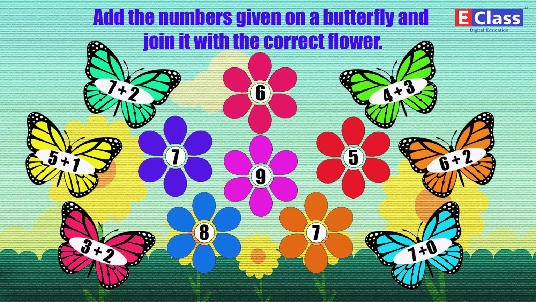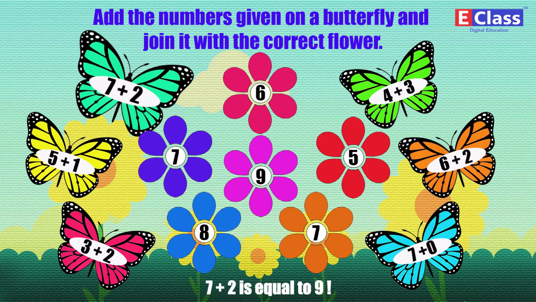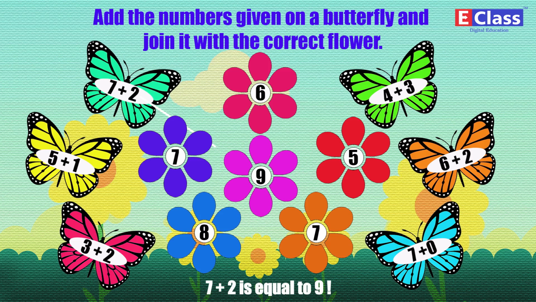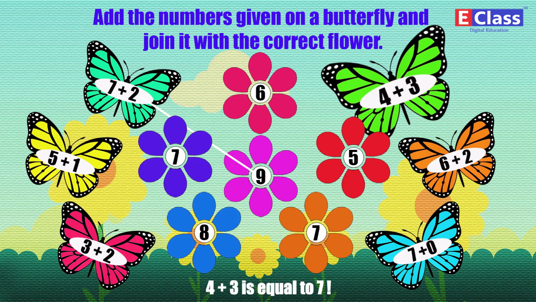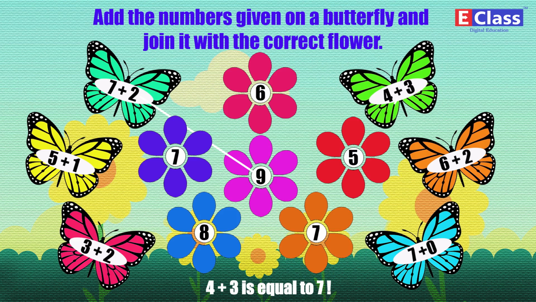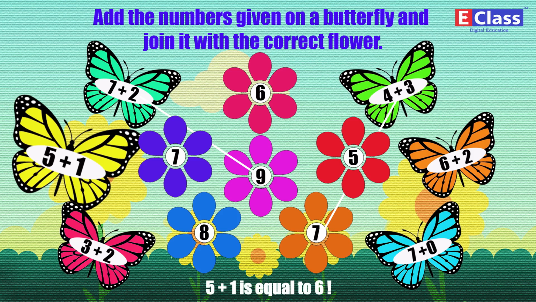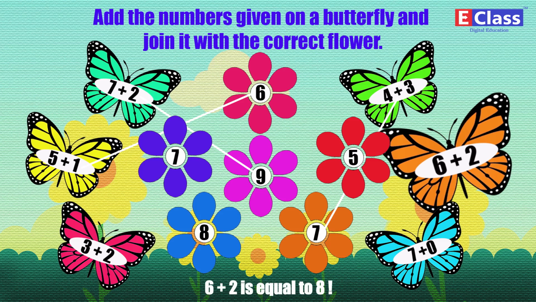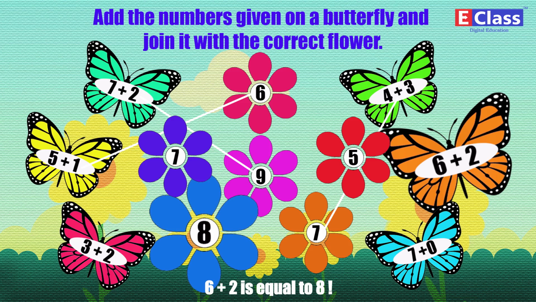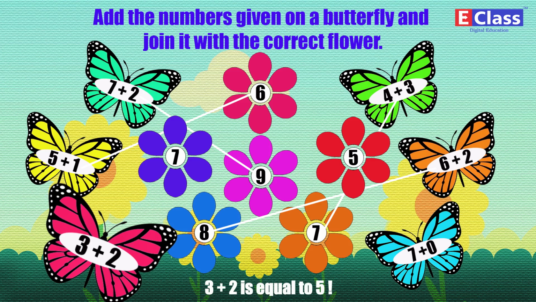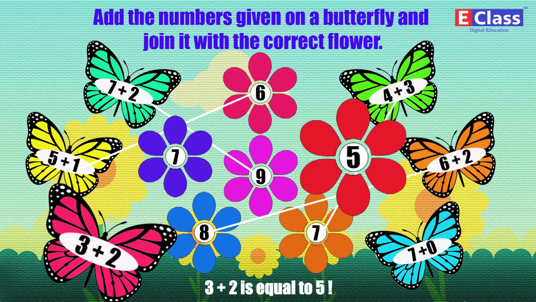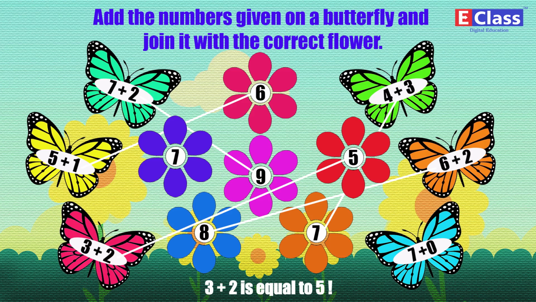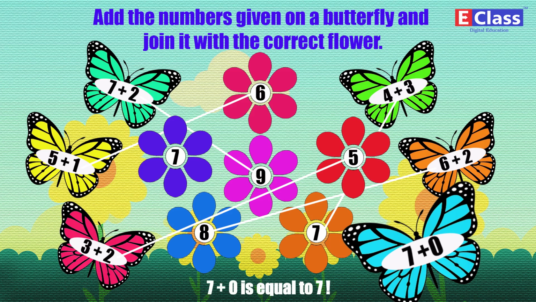Add the numbers given on a butterfly and join it with the correct flower. 7 plus 2 is equal to 9. 4 plus 3 is equal to 7. 5 plus 1 is equal to 6. 6 plus 2 is equal to 8. 3 plus 2 is equal to 5. 7 plus 0 is equal to 7.